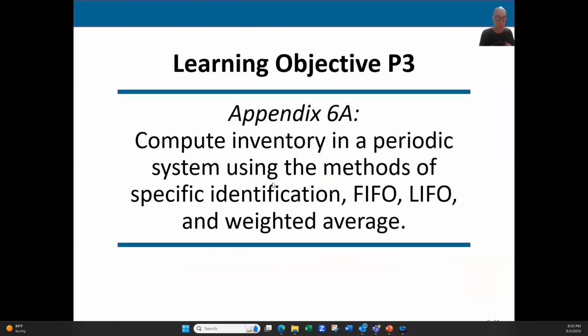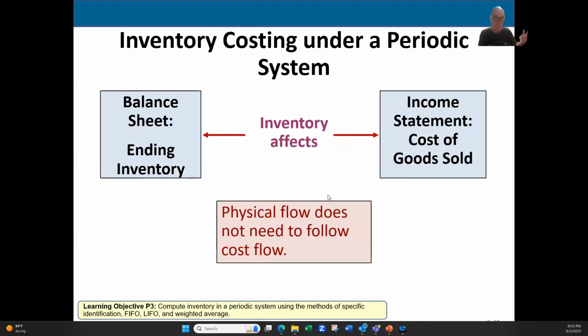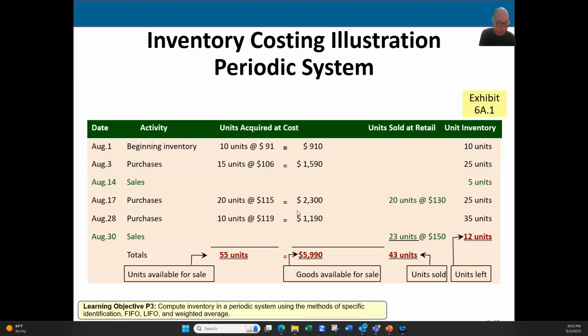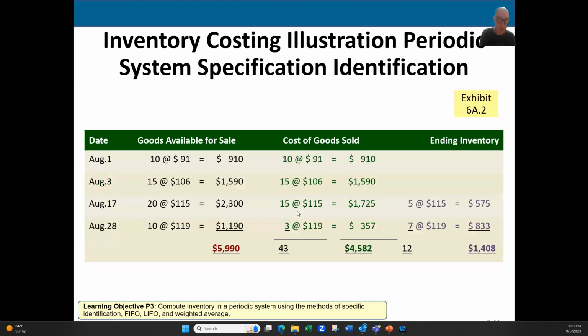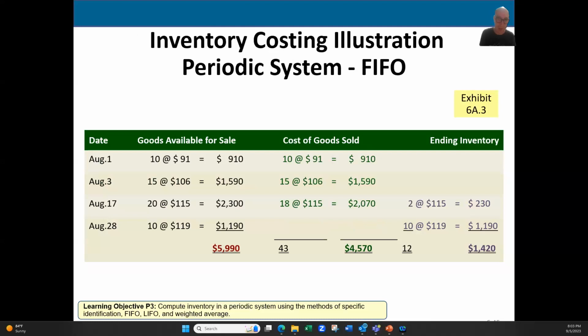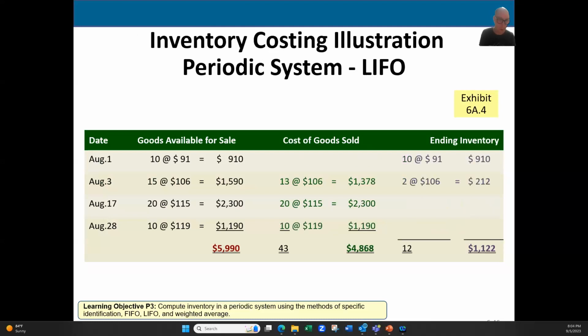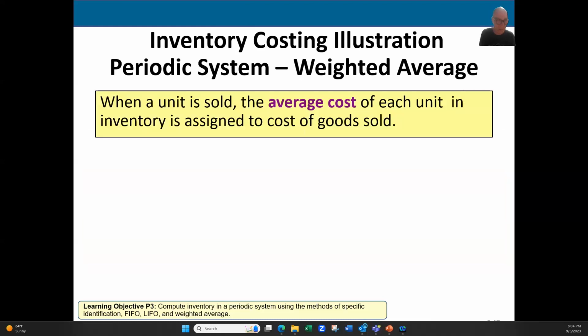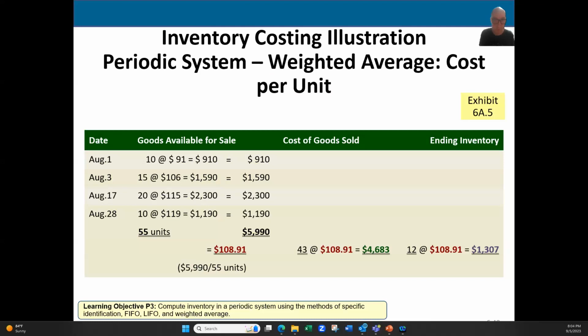And of course, we talked about the effects of inventory following the physical flow. The balance sheet is going to show you ending inventory. The income statement is going to show you cost of goods sold. We worked through that awesome example that I really enjoyed, and we saw the differences between specific identification, first in, first out, last in, first out, and we talked about weighted average. I thought working through that bicycle example was really helpful.